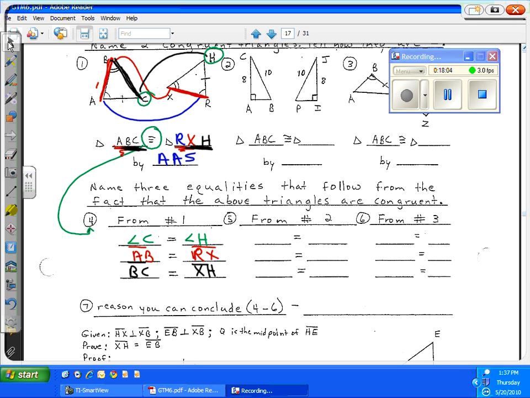Now, the reason that we can say that angle C is equal to angle H and segment AB is equal to segment RX and segment BC is equal to segment XH is corresponding parts of congruent triangles are equal.